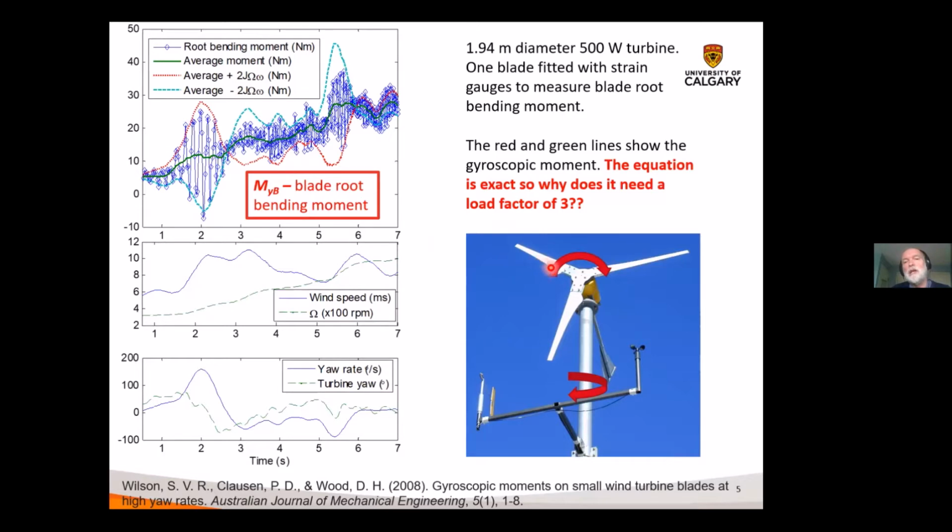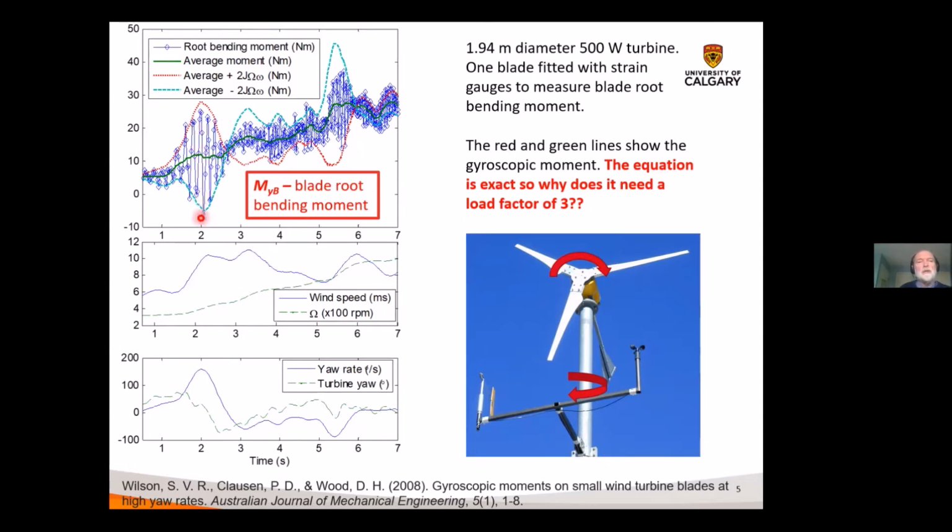For this turbine here, we deliberately made the blades weak so that they would deflect substantially under loads, and we put strain gauges in the root area of the blade so that we could actually measure the root bending moment on the blade as it was in operation. And you can see down the bottom here a wind vane and an anemometer to measure the wind conditions.